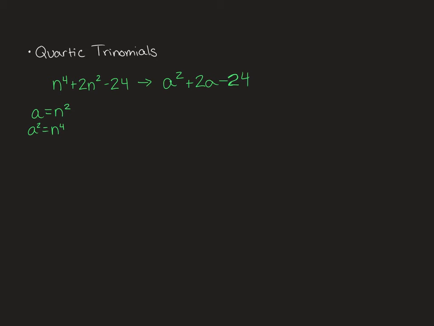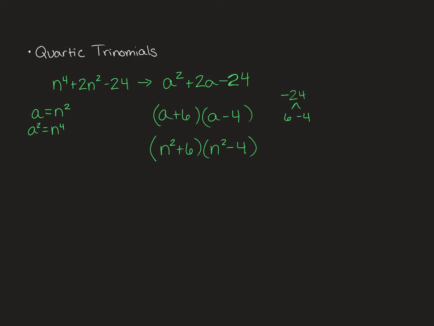And so we would just do our normal factoring. Two numbers that will multiply to negative 24, but add to 2. So we will have 6 and negative 4. So I'm going to plug in my magic numbers here. So a plus 6 and then a minus 4. At this point in time, since you have everything factored, now we need to substitute in the n's. Okay, so since a is n squared, we will have n squared plus 6 and then n squared minus 4.